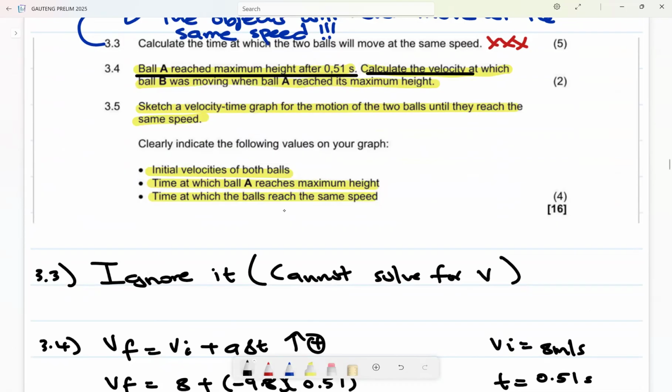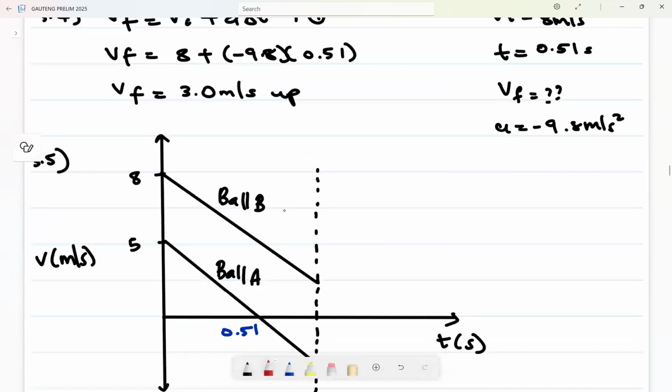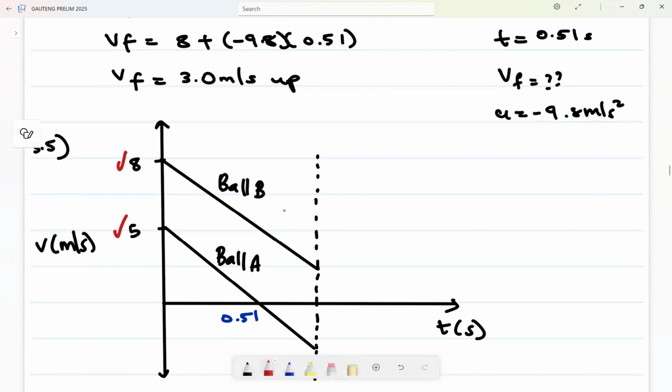I think for each velocity it was a mark, and then the lines should be parallel, a mark, and then the graphs should be in different quadrants, and both graphs should end at the same time, which is unknown. I don't know how they mark this, but this is what I was going to talk about, guys.